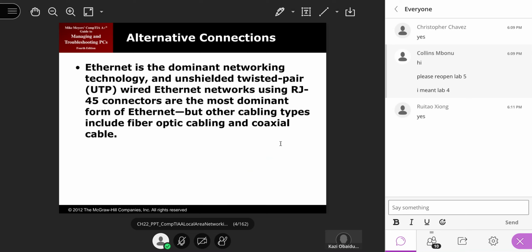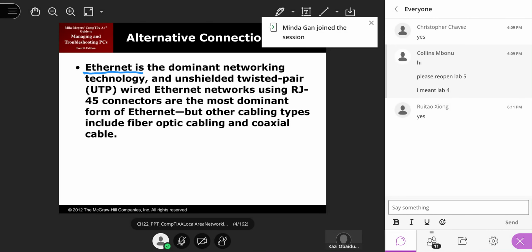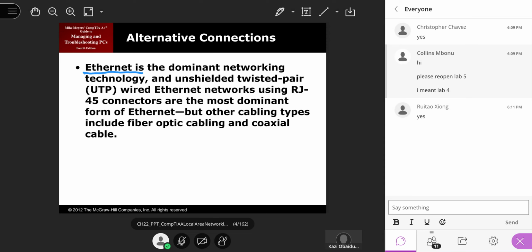Cabling, we know that the dominant networking technology is Ethernet. Do you know Ethernet is the network based on the cabling? And there we use the unshielded twisted pair cable, UTP. UTP cable we are using. And the most common is the RJ45.